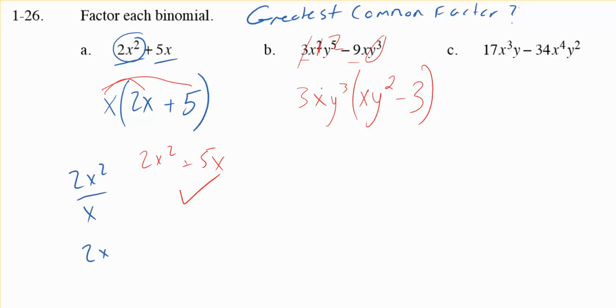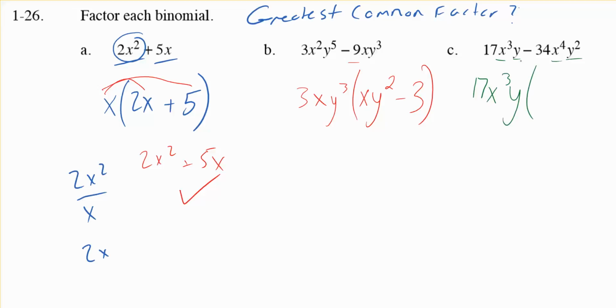Again, I can check by multiplying back through to make sure that I end up with what I started with, of course. And one more. Greatest common factor here. We got a number we can take out. Looks like a 17 for sure. And then how many x's? x cubed, x to the fourth. I can get an x cubed out of that. y and y squared, just a y.